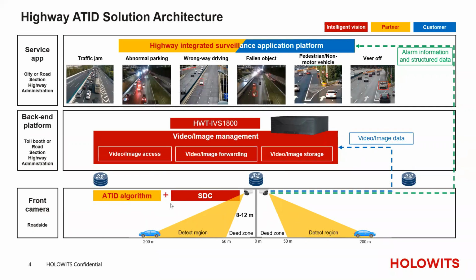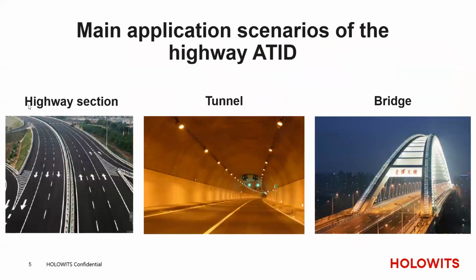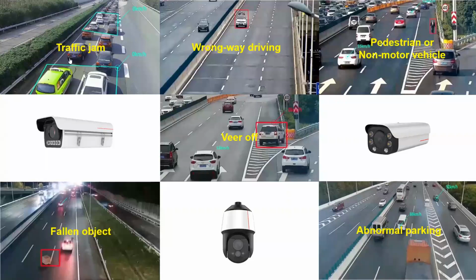And when the cameras detect this data, you can transfer it to our management. Our IVS can store this. Yes. This is the main application scenario of the highway ATID, for the highway, of course, and for the tunnel, for the bridge. It's basically on a road for these algorithms. This is the effect of our algorithms.